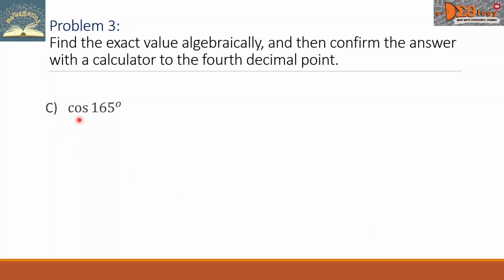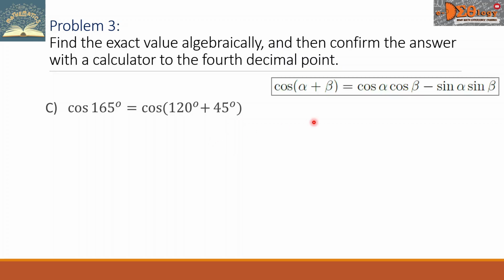Expression C, the cosine of 165 degrees. We can write this as cosine of 120 degrees plus 45 degrees. Our formula for the cosine of sum, we have cosine alpha, cosine beta, minus sine alpha, sine beta. That means this cosine 120 degrees plus 45 degrees is equal to cosine of 120 degrees cosine 45 degrees minus sine 120 degrees sine 45 degrees.